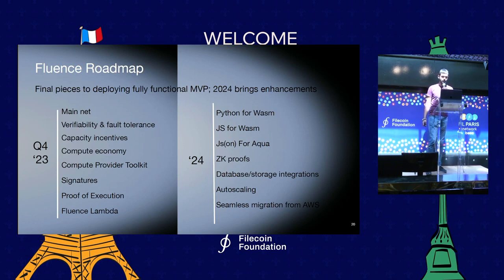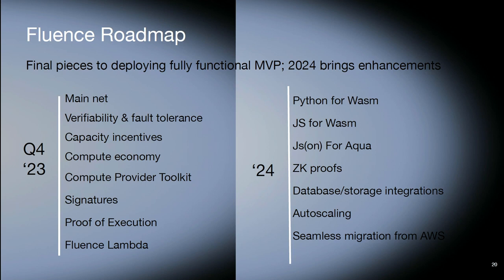Just a few words about the roadmap. As we're on the testnet currently, it means that we aim at going live, and we expect to have our mainnet running on FVM in Q4. And this release should be mainly focused on the most fundamental proofs and on the proof of capacity for the compute providers. And next year, we'll be working on more proofs, more languages, and better developer experience.